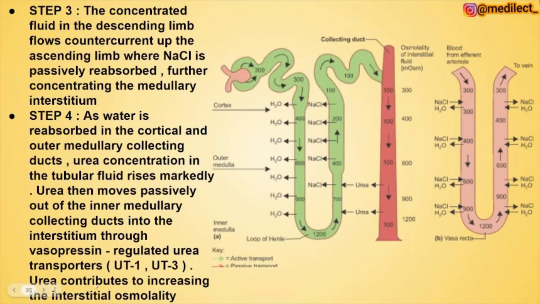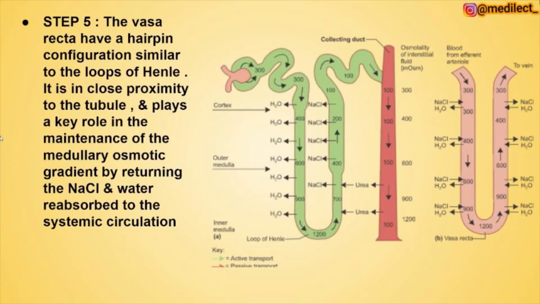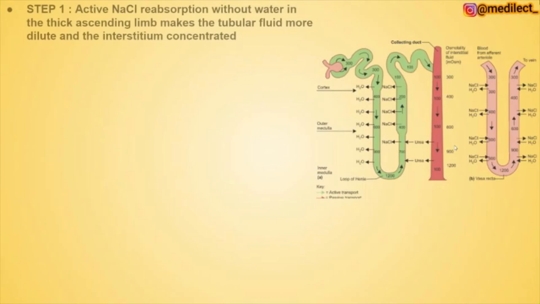Now the final step, step 5. Here the vasa recta, as you can see, has a hairpin configuration similar to the loop of Henle, and it is also in close proximity to the tubules. It plays a very important role in the maintenance of the medullary osmotic gradient by returning the NaCl, and the water here is reabsorbed to the systemic circulation. So these were the 5 important steps of the countercurrent mechanism.